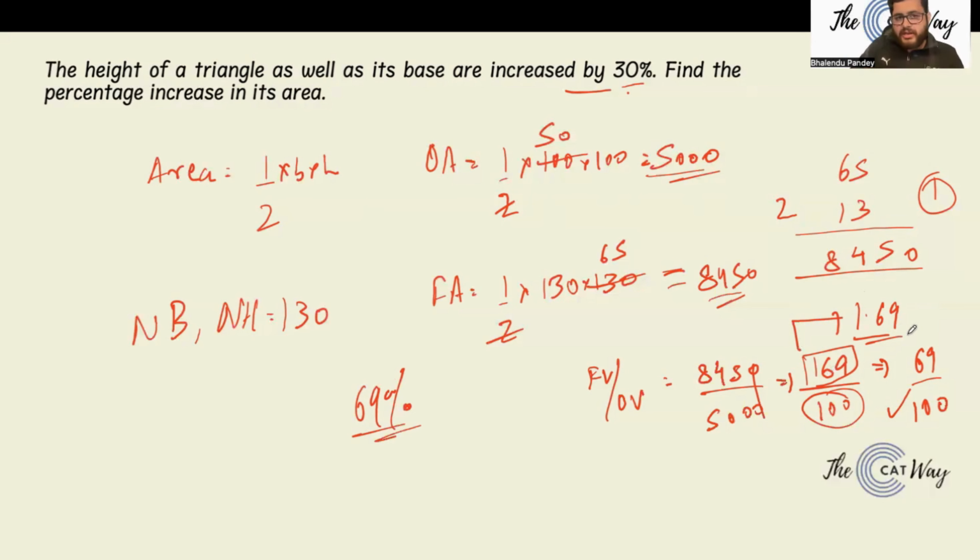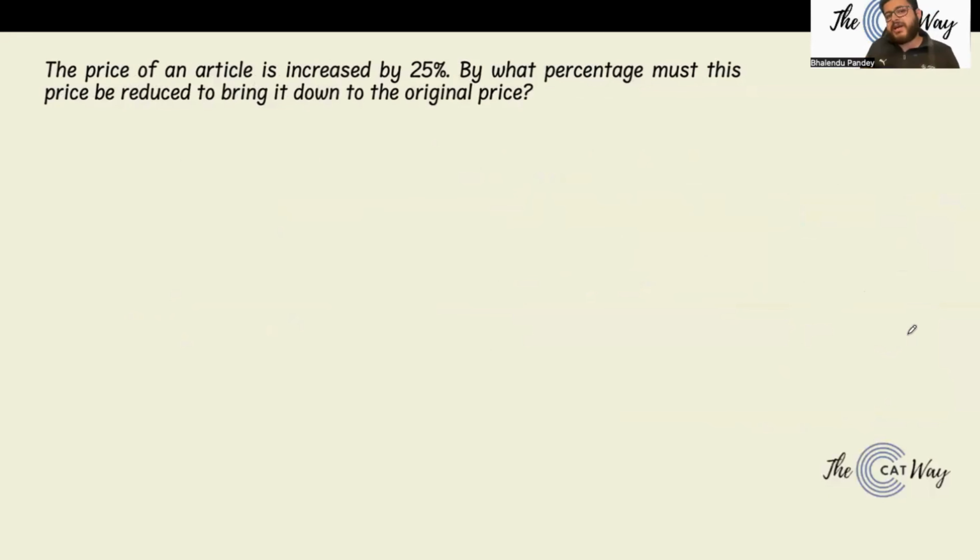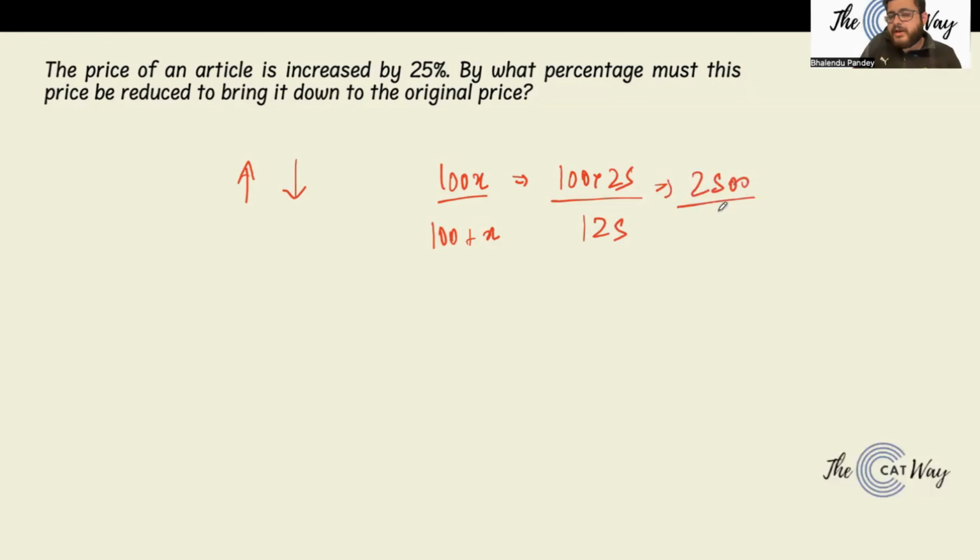Right? Let's solve one more question. The question is that the price of an article is increased by 25%. By what percentage must the price be reduced to bring it down to the original price? Correct? So we have a direct formula for that. When there is a percentage increase and a percentage decrease is required, a very simple answer is 100x divided by 100 plus x, right? So 100 multiplied by 25 divided by 125. So this goes 2500 divided by 125. So this becomes equal to 20%, right?